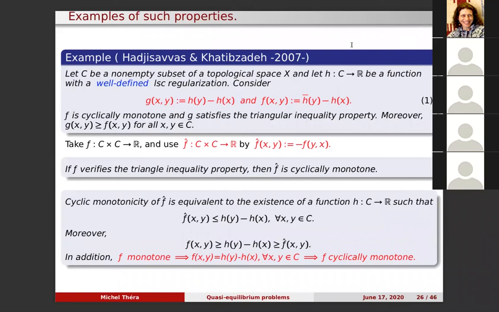And cyclic monotonicity of f hat. F hat is a function defined by f hat of x and y equal minus f of y and x. And cyclic monotonicity of f hat is equivalent to the existence of a function h, such that f hat of x and y is less than or equal to h of y minus h of x for every x and y in C. And we can see also, in addition, that if f of x and y is equal to h of y minus h of x, it implies that f is cyclically monotone. Okay?